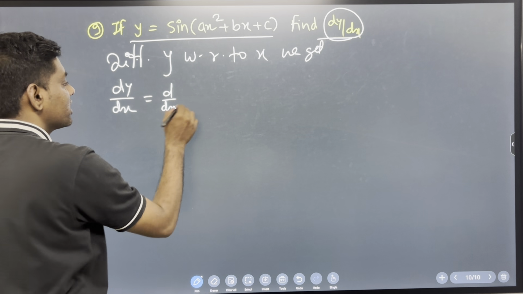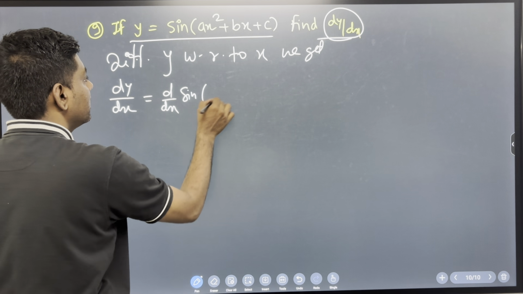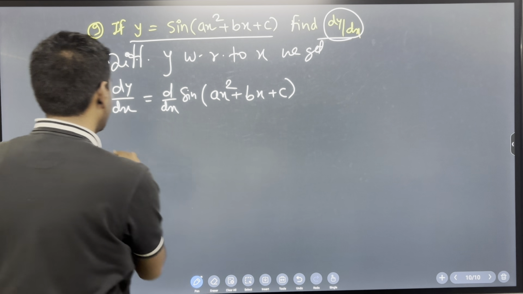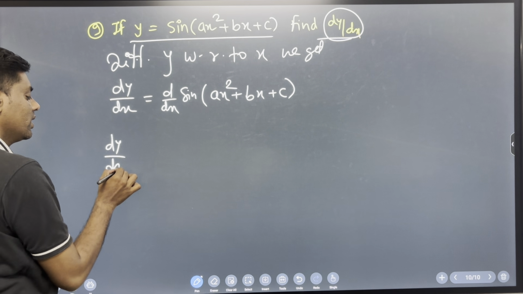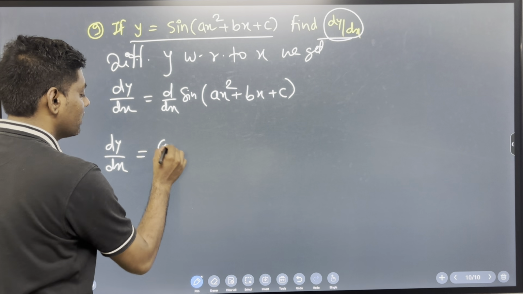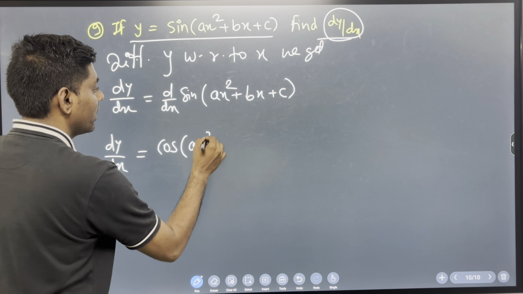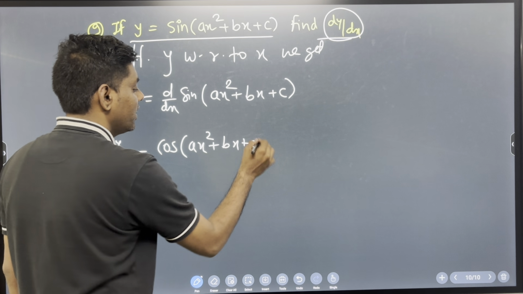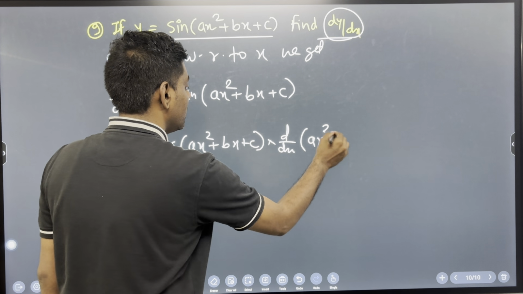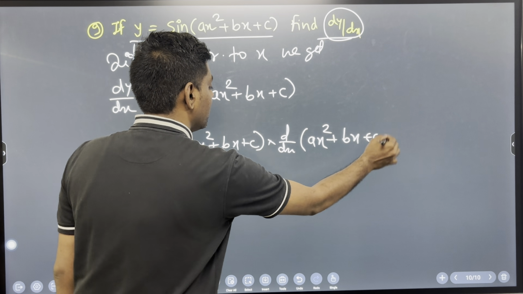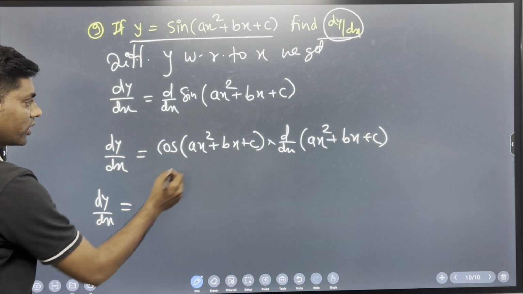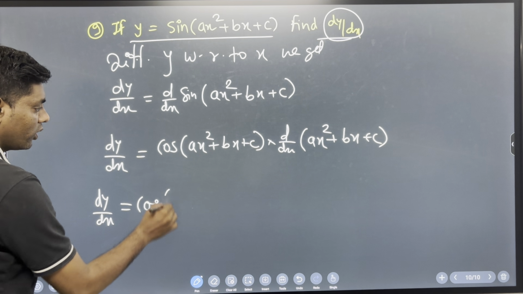So again, on both sides apply dy by dx. Differentiating with respect to x, we have sine of ax square plus bx plus c. Then what is the derivative? dy by dx equals, remember the derivative of sine, it becomes cos of ax square plus bx plus c, and then the derivative of that quadratic equation. So write down the quadratic equation.